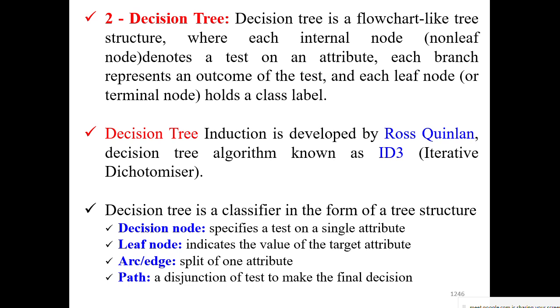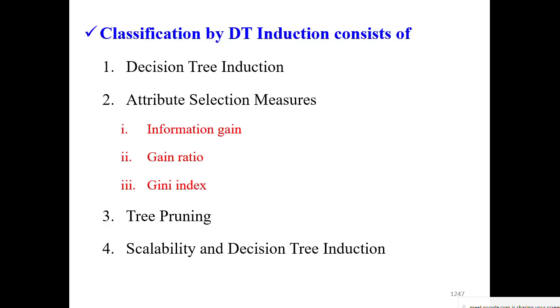Decision tree is a classifier in the form of a tree structure. A decision node specifies a test on a single attribute. A leaf node indicates the value of the target attribute. An arc or edge is a split of an attribute. A path is a conjunction of tests to make the final decision. So classification by decision tree induction consists of decision tree induction, attribute selection measures using information gain, gain ratio and Gini index, then tree pruning, and scalability of decision tree induction.